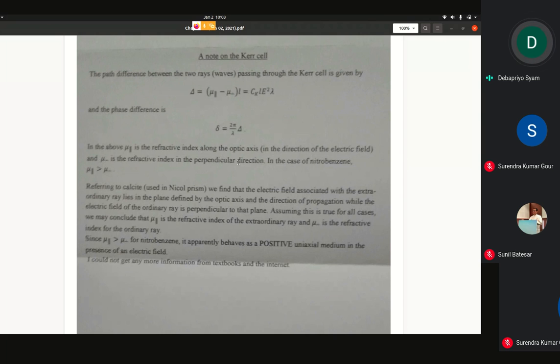You have to have a huge potential difference between the two plates. So it is here that the Pockels cell is better and safer. So if you can go back to the text, we can now discuss the Pockels cell.